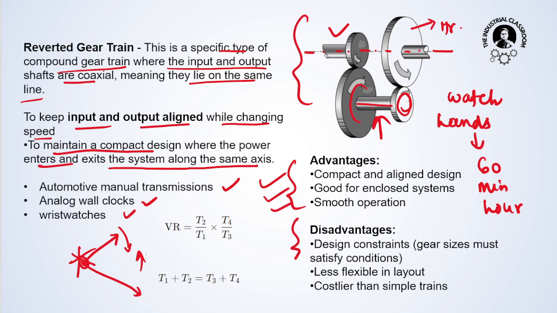But there are disadvantages like design constraints, like gear sizes must satisfy the conditions because we need the same axis. So the sizes must satisfy the condition. Then there is less flexibility in layout and it is costlier than simple gears.